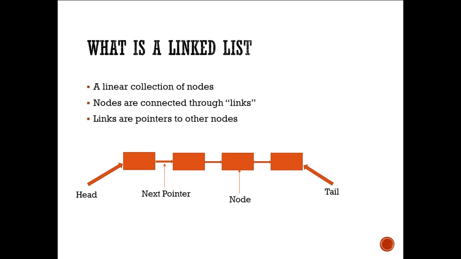So in this example, you can see a basic linked list over here. It has a head pointer which points to the beginning of the linked list, and it has a tail pointer which points to the last element in the linked list. And then these arrows over here, they're basically next pointers. So each node is connected to the node after it using a next pointer.